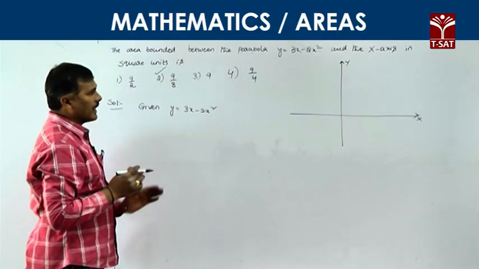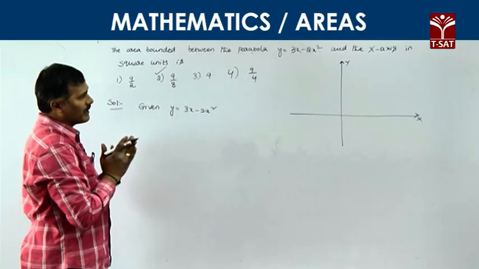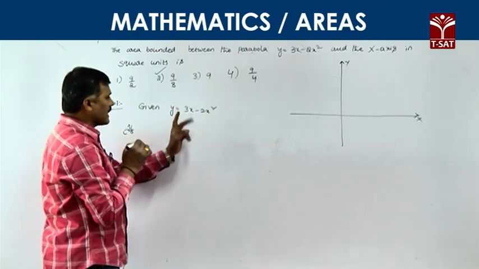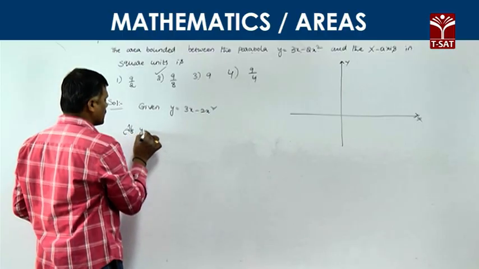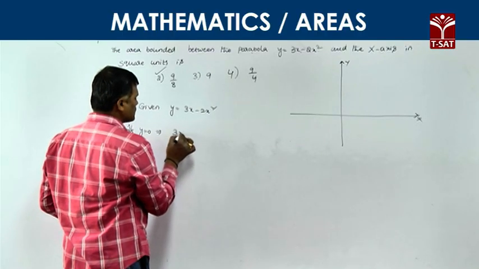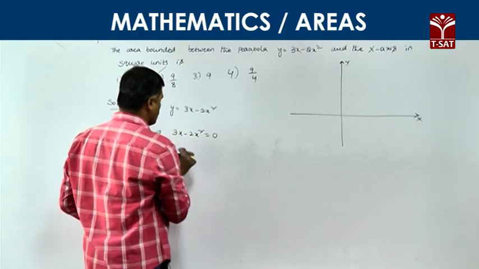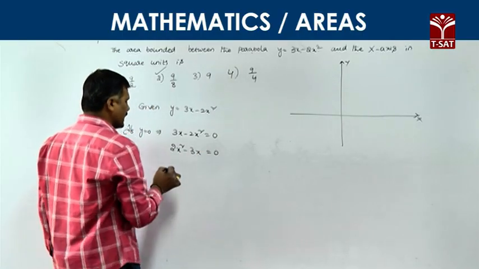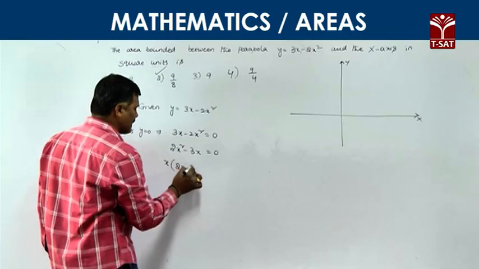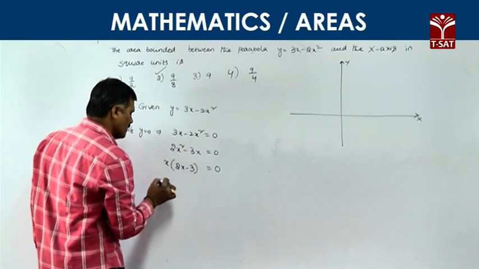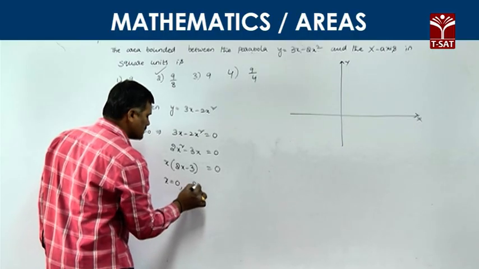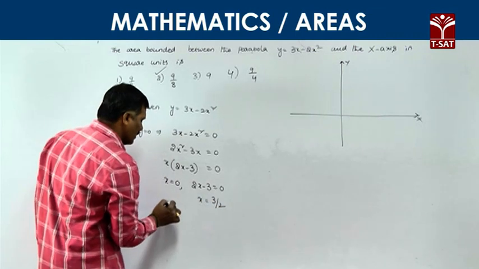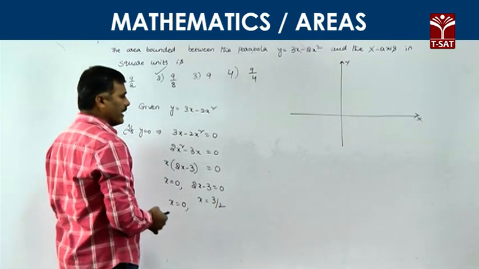Now where the parabola intersects the x-axis and where the parabola intersects the y-axis. If the given parabola intersects the x-axis, y is equal to 0, that implies 3x minus 2x square is equal to 0, 2x square minus 3x is equal to 0. Now you can take x common here, x into 2x minus 3 is equal to 0. Now x is equal to 0, 2x minus 3 is equal to 0, x is equal to 3 by 2.